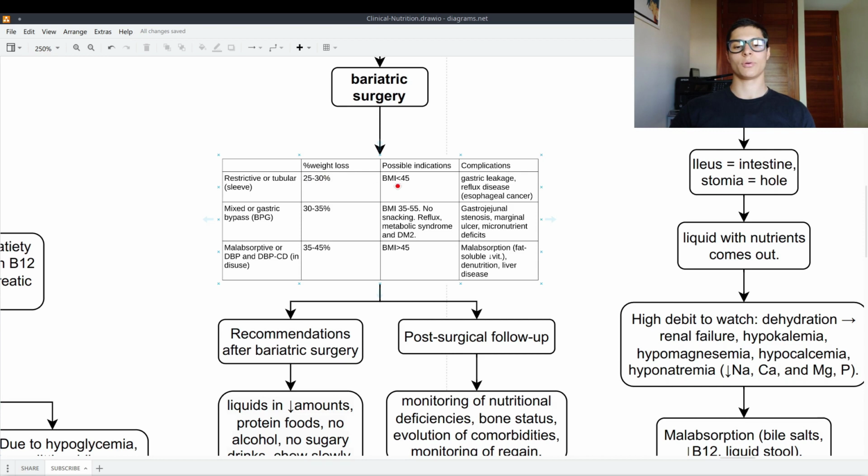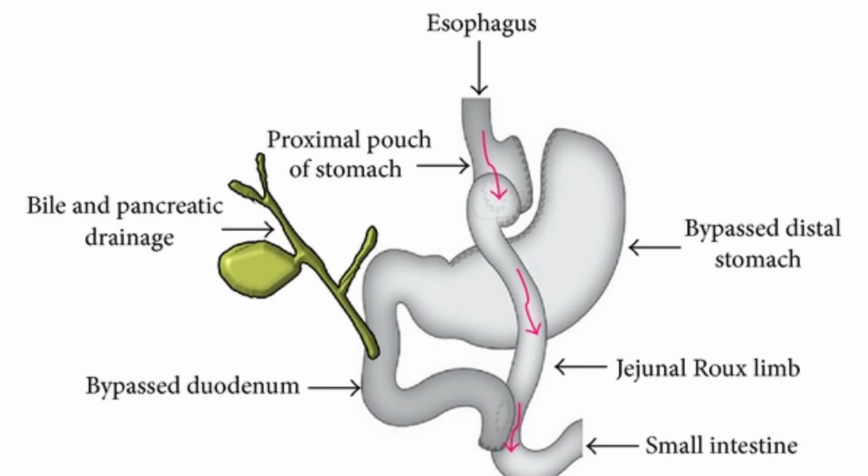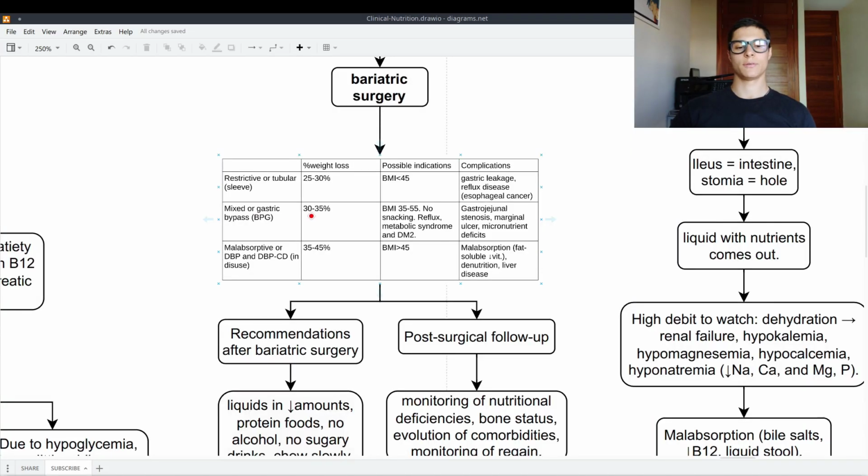Possible indications for people with a BMI over 45, and the complications are gastric leakage, reflux disease, and esophageal cancer. Mixed or gastric bypass causes 30 to 35% weight loss. Possible indications for people with a BMI between 35 and 55.